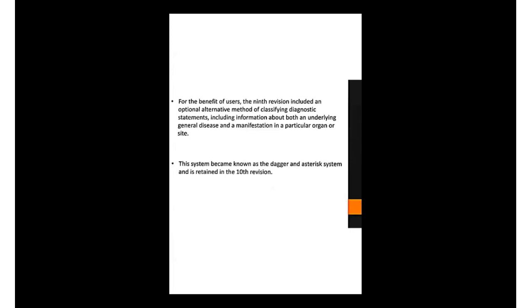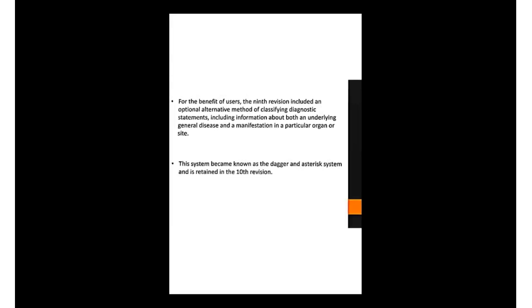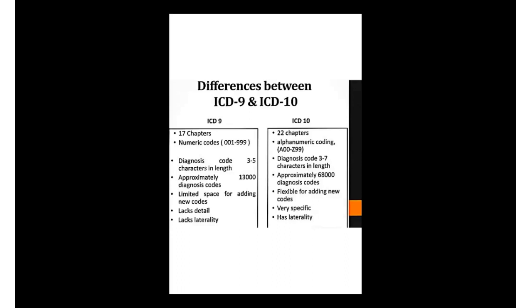So whatever your underlying disease condition is, diabetes or hypertension, and how they are going to affect a particular organ, that also we are going to discuss. Okay, this system became known as the Dagger and Asterisk system and was retained in the 10th revision. Okay, so now this system is more and more refurnished, and we are adding something into that particular place, so it will make the study easier and better. Okay, so what is the exact difference between ICD 9 and ICD 10? So ICD 9 has 17 chapters, and ICD 10 has 22 chapters.